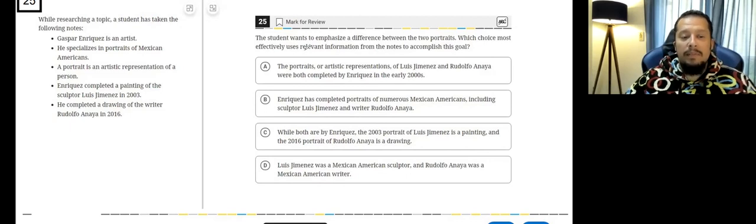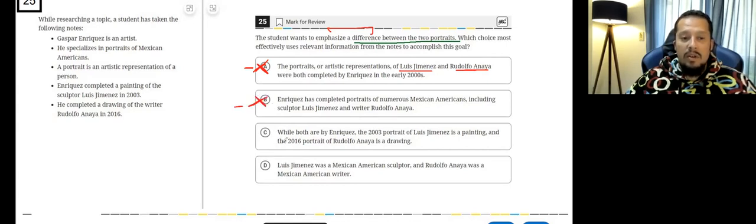Question number 25. The student wants to emphasize a difference between the two portraits. Don't make mistakes. Look at answer A, and it mentions two artists. But again, are we emphasizing a difference between the two? In answer A, we're not. We're looking for a difference. We're looking at how these two portraits are different. Answer B does not do that either.